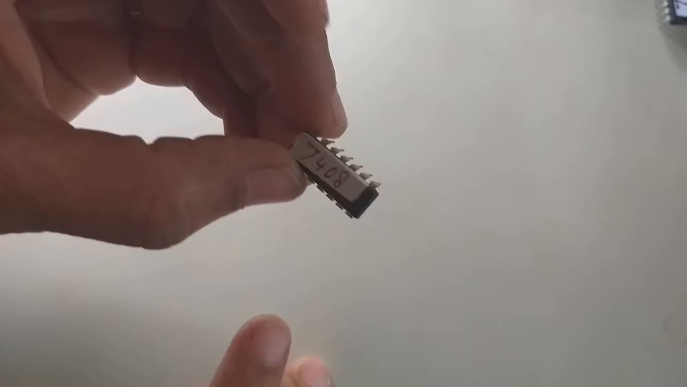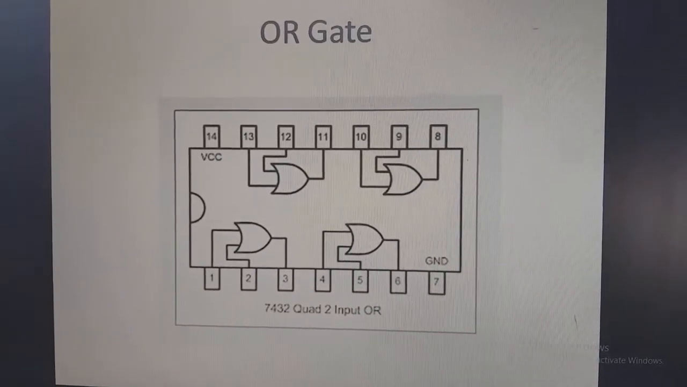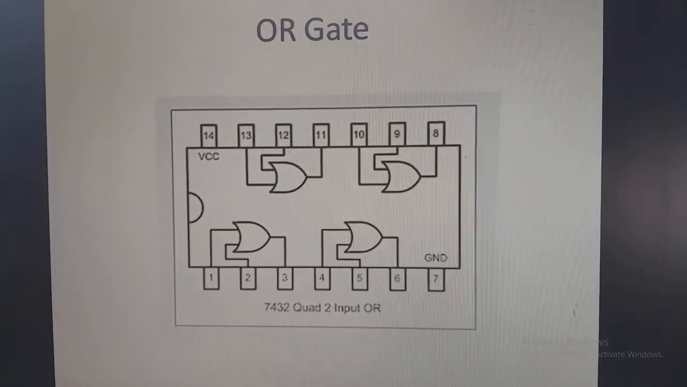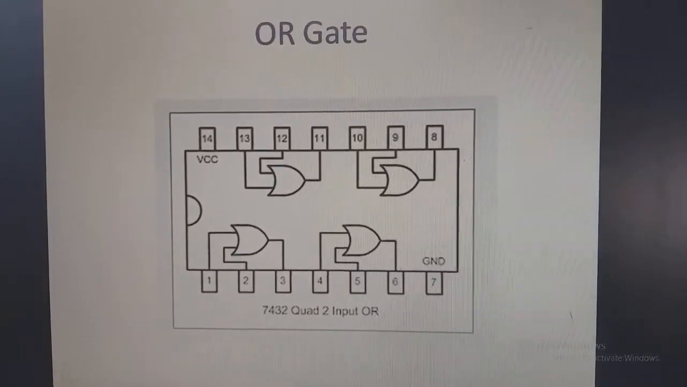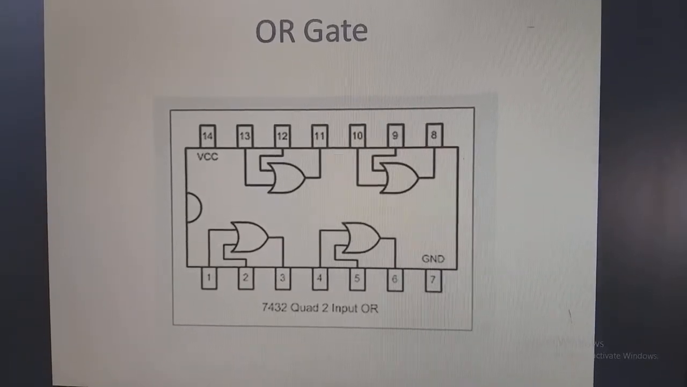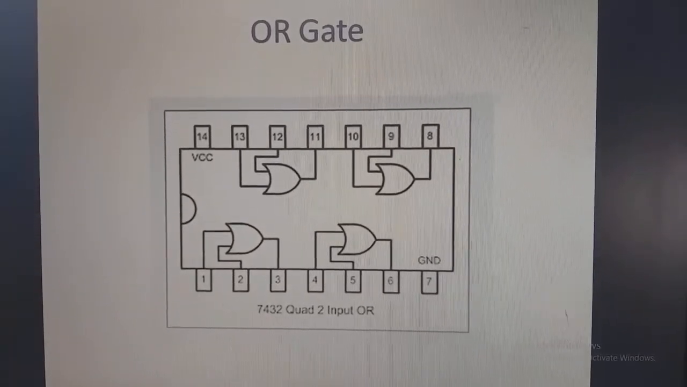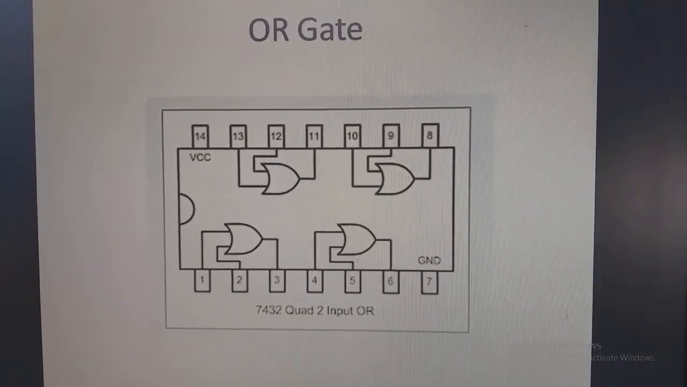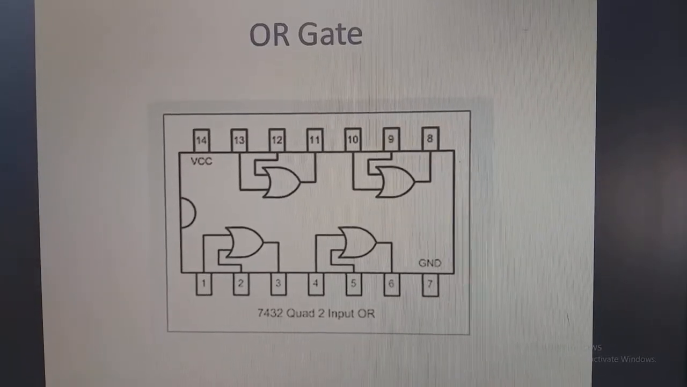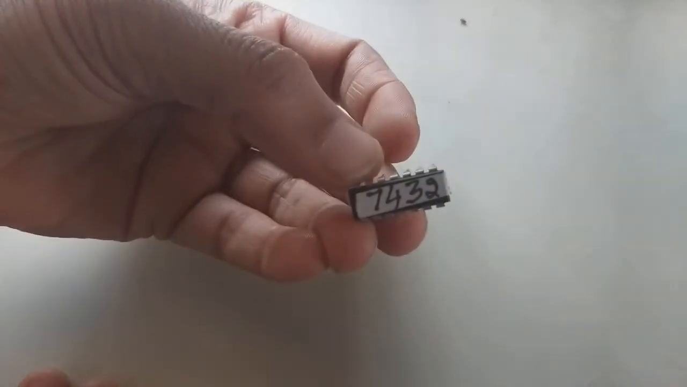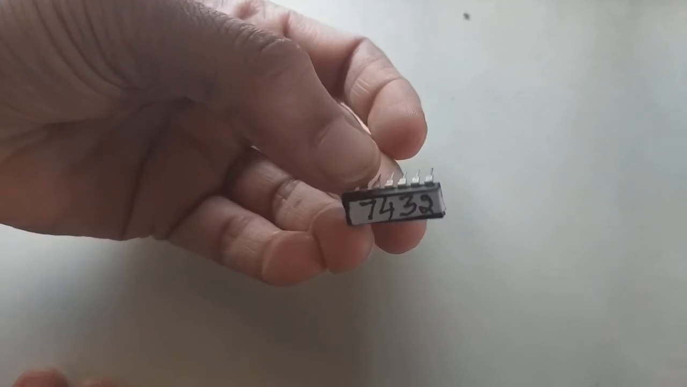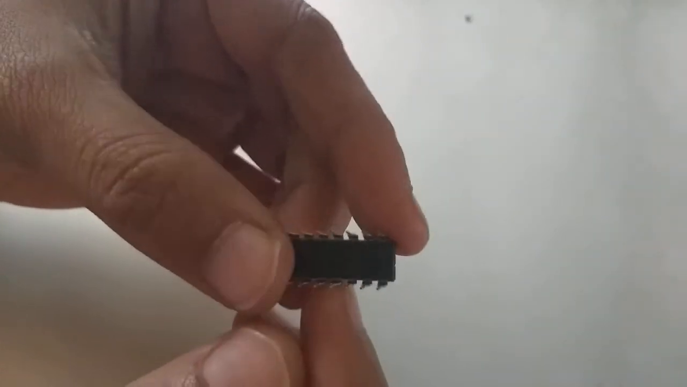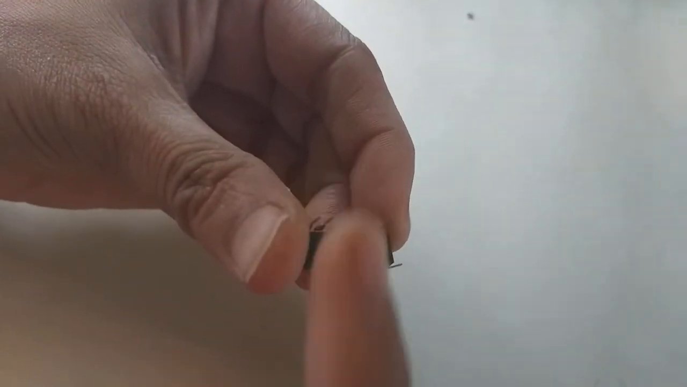The next is the OR gate, the third gate which we discussed. The IC number is 7432. You will have 4 gates, the way we had for the AND gate. 1 and 2 will be inputs, 3 is the output, 4, 5 inputs, 6 is the output, 7 is ground and 14 is VCC. This is the IC of 7432, the OR gate. As usual, you will have 7 pins on each side.